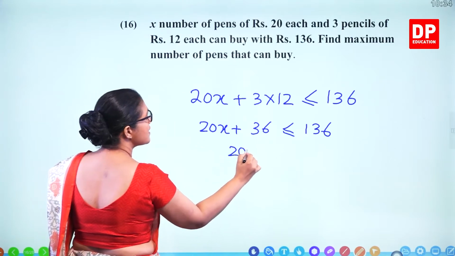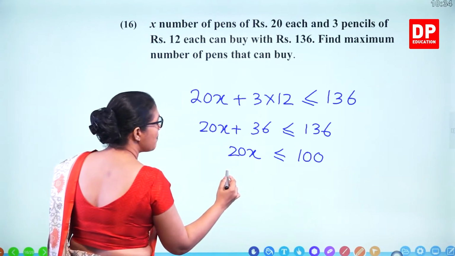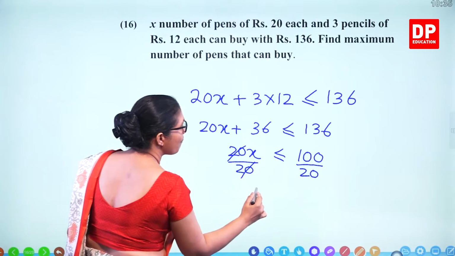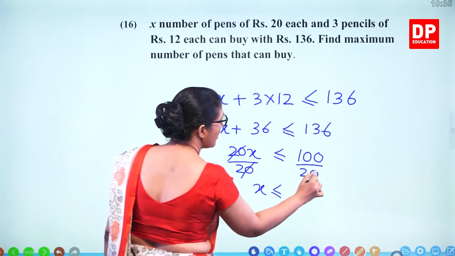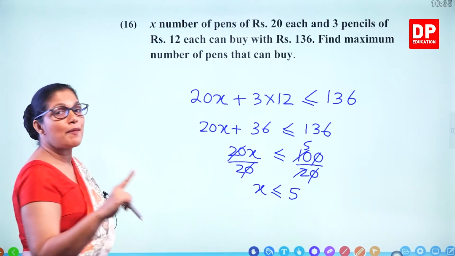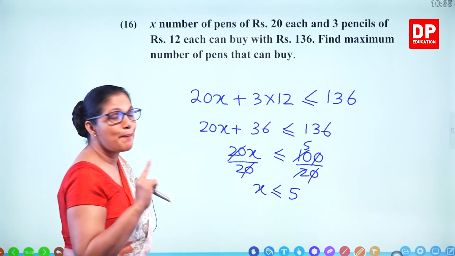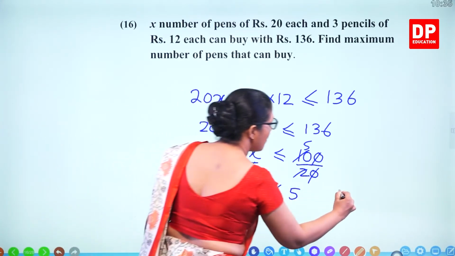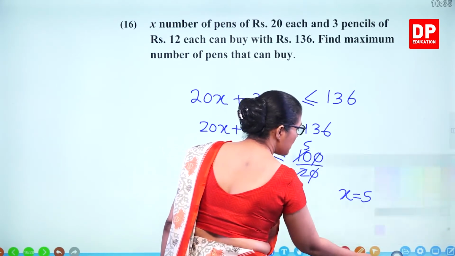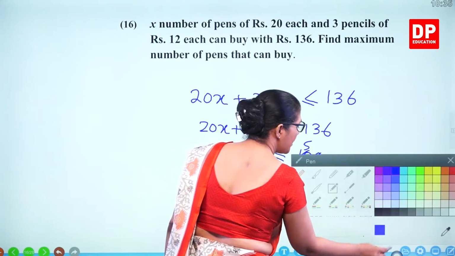Take 36 to the other side. Subtract 36, you get 100. Divide by 20. X is less than or equal to 5. So x less than or equal to 5 means 5 is the maximum value. So the maximum number of pens that can buy is 5. x equals 5. That's the maximum value. So identify the maximum value, you get 1 mark. For the inequality, 1 mark.